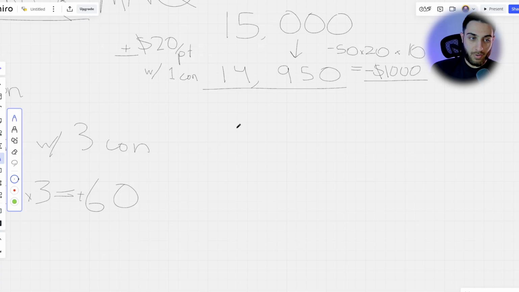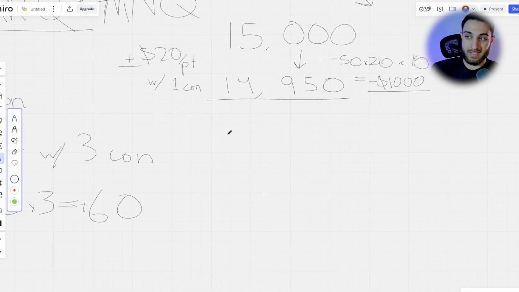So, what is margin? Margin is not the same as it is in stocks and options. It's a little different in futures, okay? All it is, is a deposit you give to the broker to give you access to be able to trade a certain amount of contracts on the NQ. Okay, big definition. What does all that mean? Let's break it down right now.